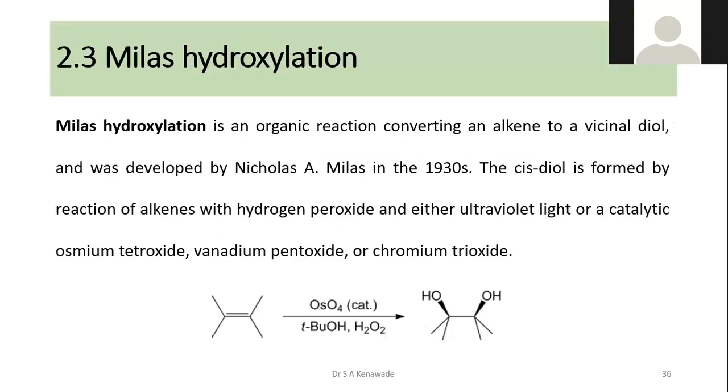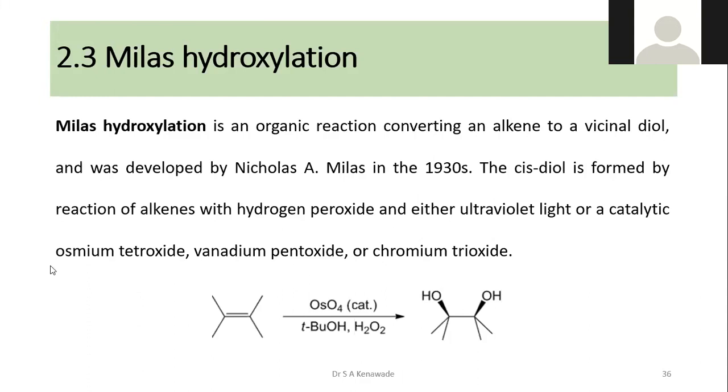The next one is Miller's hydroxylation. Again, the same as compared with osmium hydroxylation. Miller's hydroxylation is the reaction which converts alkene to vicinal diol, and it is developed by Nicholas Miller's, hence it is called Miller's hydroxylation. The cis diol is formed by reaction of alkene with hydrogen peroxide, and ultraviolet light or catalytic osmium tetroxide.